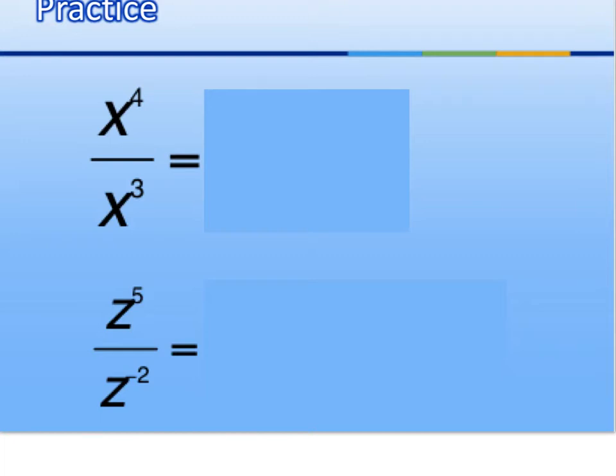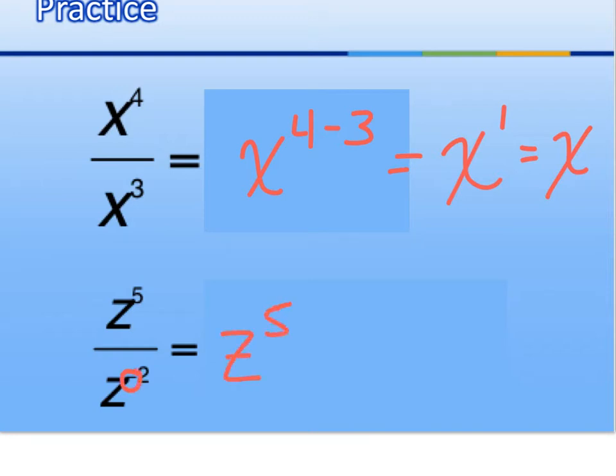The first one is x to the 4th divided by x to the 3. So it's x to the 4 minus 3, which equals x. The second one is a little trickier because there's a negative 2 here. So this is z to the 5 minus a negative 2, which of course is z to the 5 plus 2. Those become a positive, which is z to the 7th power. How'd you do?